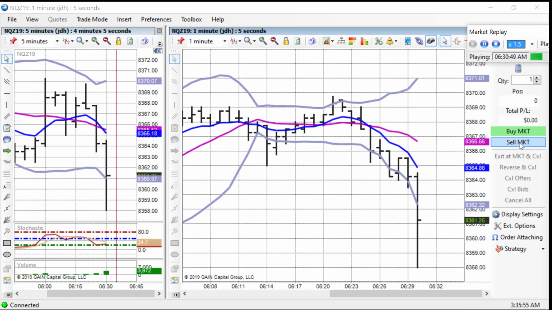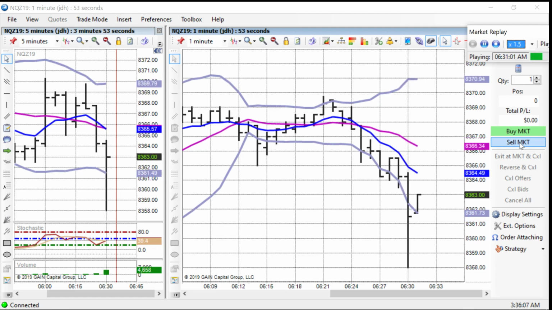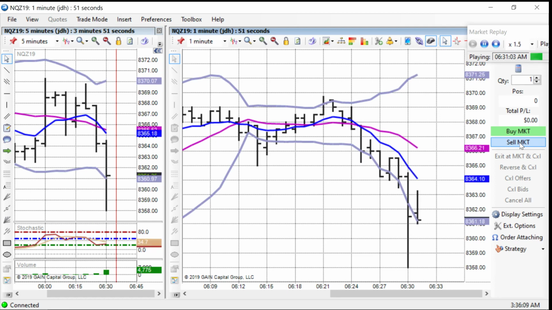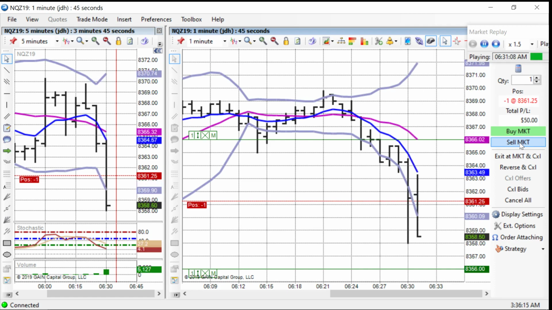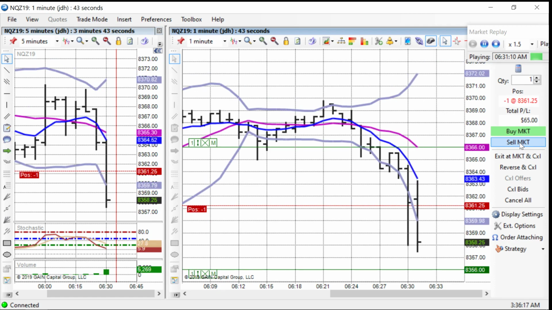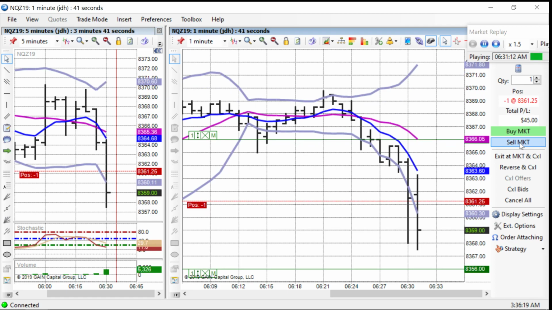Normally you'd want to wait for a fractal to form, or the 1, 2, 3 formations that I was talking about. So you want to be patient and see what it does first. See, it's moving downward. It thrusts right back into the previous close, so it's got momentum.